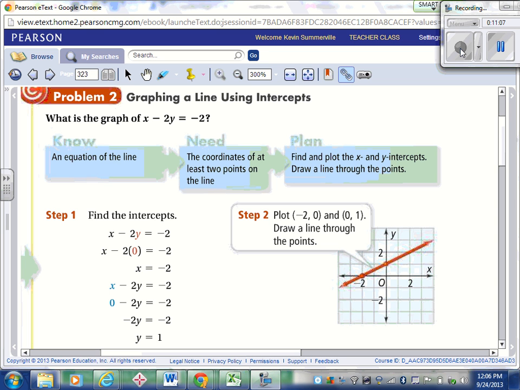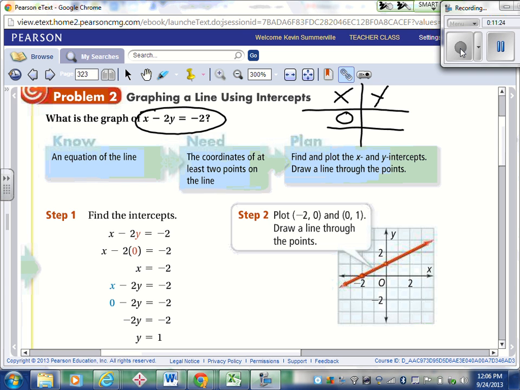So let's take a look at problem number 2. Another question. Go ahead and write this one down. X minus 2y equals -2. Go to the XY chart. X is 0, y is 0.